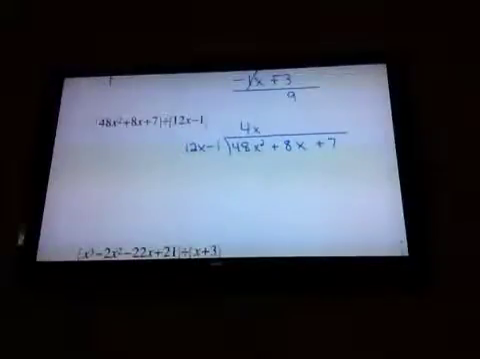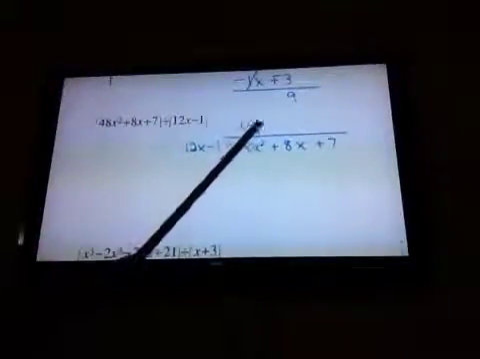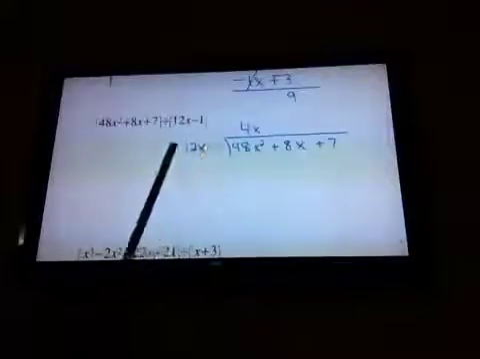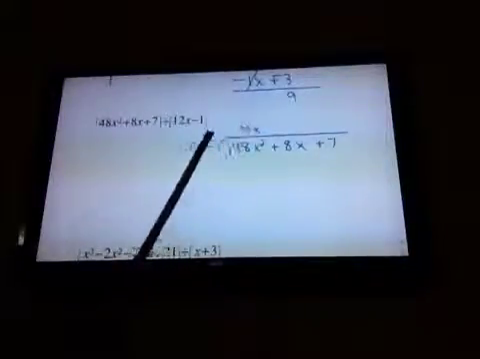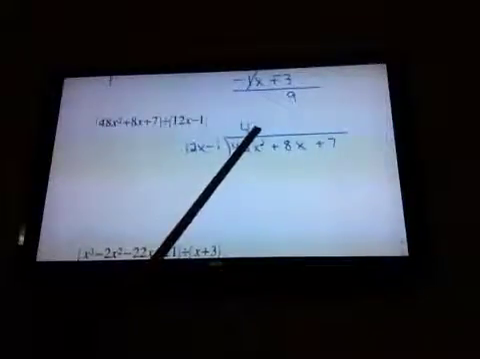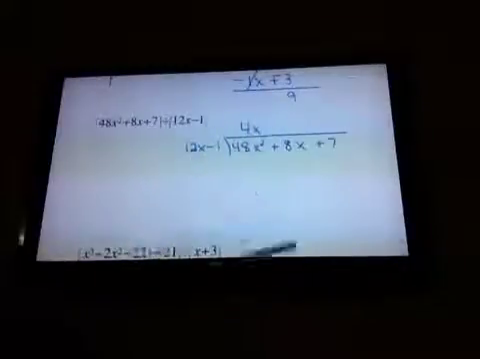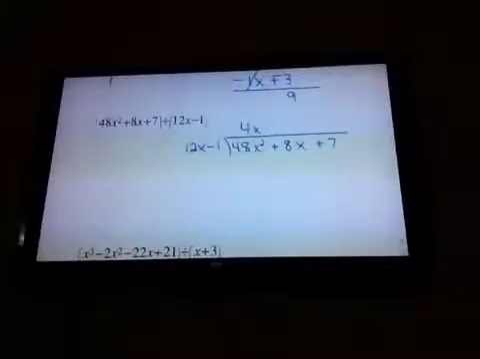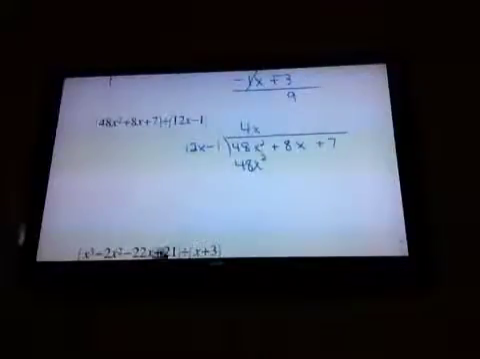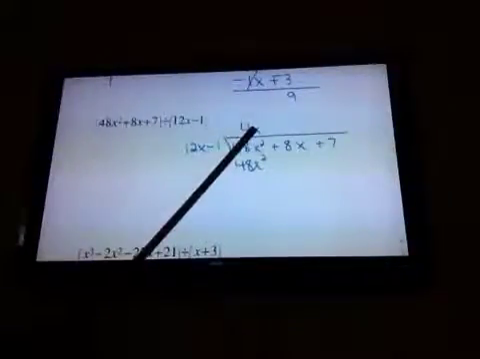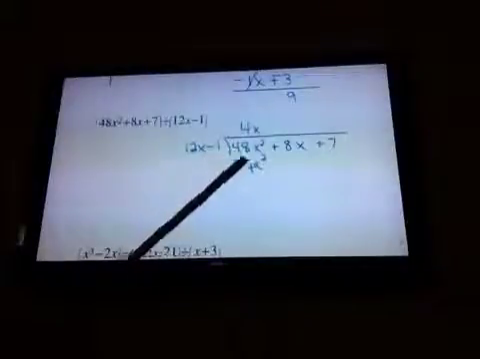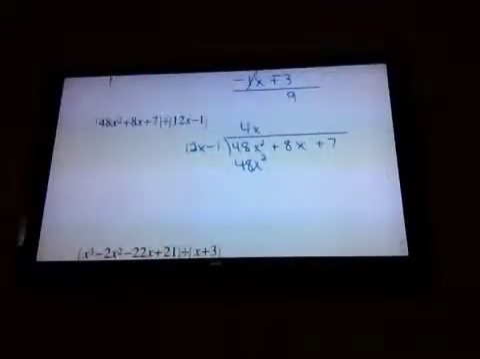Now just like in long division with numbers, I'm going to take what I put up here times what's out here. So in this case, it does mean distributive property. So 4x times 12x, 48x squared. Those should match. If they don't, you picked the wrong thing up there. 4x times negative 1, negative 4x.